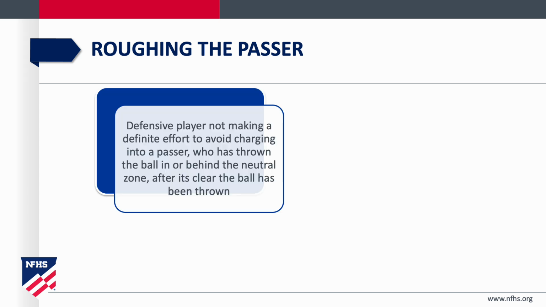Roughing the passer has two elements to it. First, the defender must make an effort to avoid charging into the passer once it's clear the ball has been thrown. We have to make a judgment call first as to whether the defender could be relatively certain the ball has been thrown, and second, if there is anything the defender could do to avoid contact.